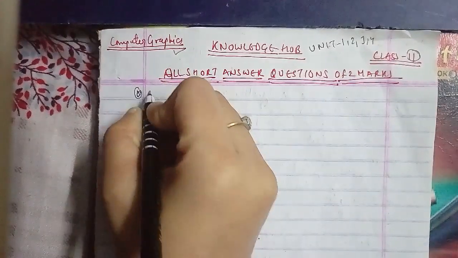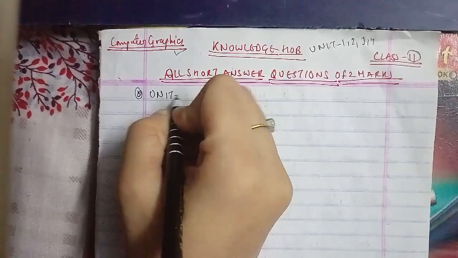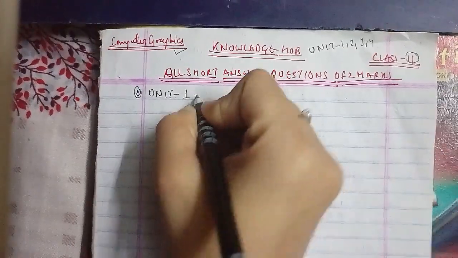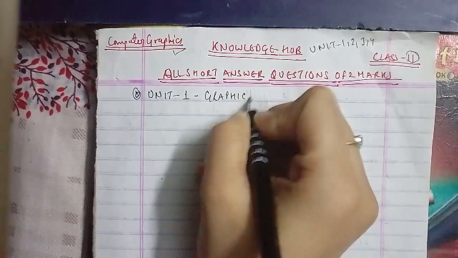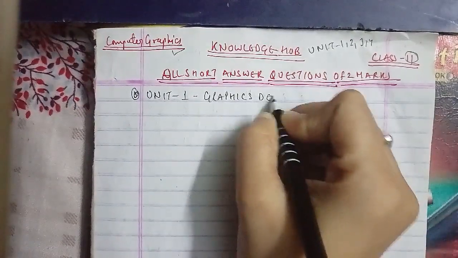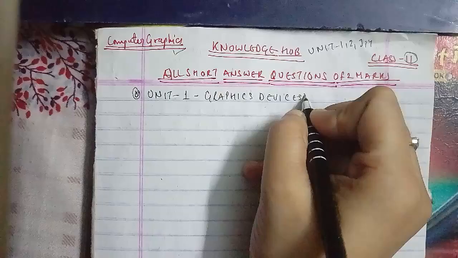The name of the unit, as I had told you in the starting, is graphics devices. In unit 1, that is your graphics devices.